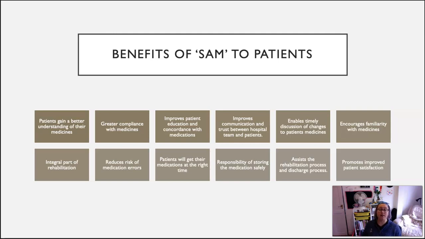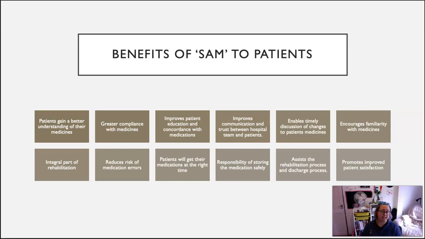And therefore, if a patient has more understanding, more knowledge, more education, it helps to reduce the risk of medication errors. Patients are more aware of what they're taking and when they're taking it, so they're more likely to not have medication errors, they're more likely to take their medications at the right time, and it helps them to understand the storing of their medication. So not just within their home setting, but also within a hospital setting.